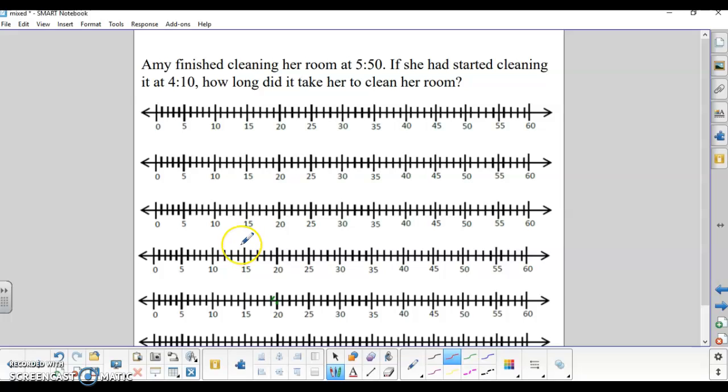All right, let's read and solve this one. Amy finished cleaning her room at 5:50. If she had started cleaning at 4:10, how long did it take her to clean her room? So I'm going to label my number line at 4:10, and then I need to label 5:50.